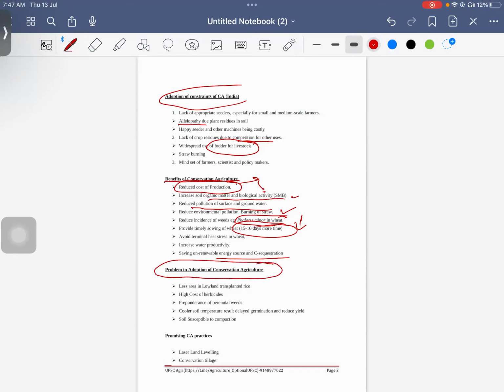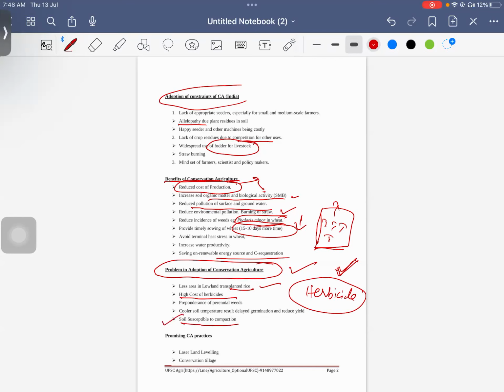So the next is the problems in adoption of conservation agriculture, which we discussed, like less area in lowland or transplanted rice. High cost of herbicides is needed, which is a very important disadvantage, because we need to use a large amount of herbicide as the crop is not completely clean. A lot of residues are there, weeds will grow, everything will be there. That's why we need to use a high amount of herbicide. Also, the soil is susceptible to compaction because of reduced tillage activity.